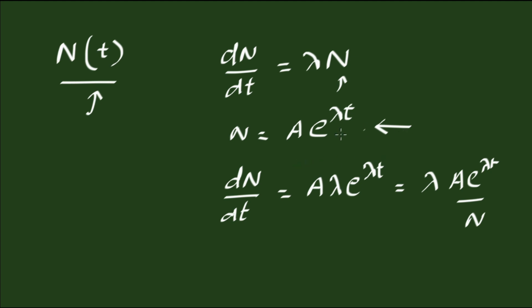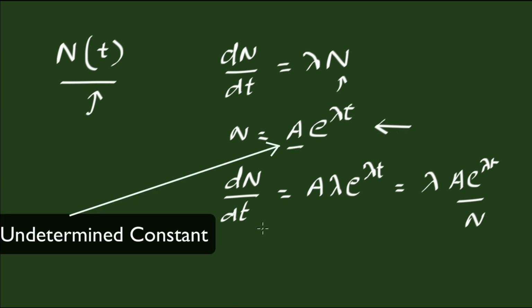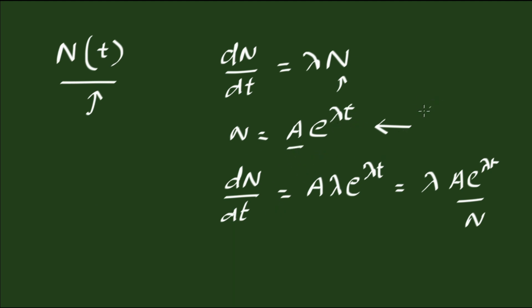So A can be anything. So A is an undetermined constant. So this is called the general solution for the differential equation. When we put in a value for A, for example 28 or 6 into 10 power 23, we get a particular solution for the differential equation.